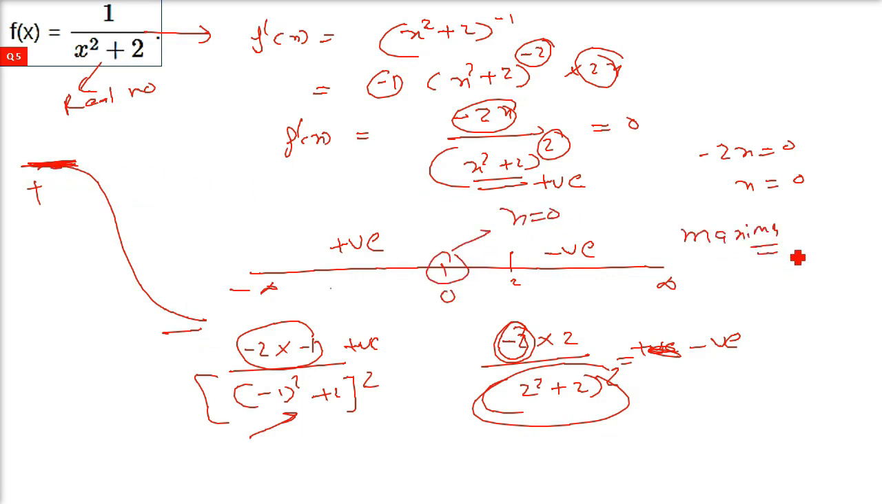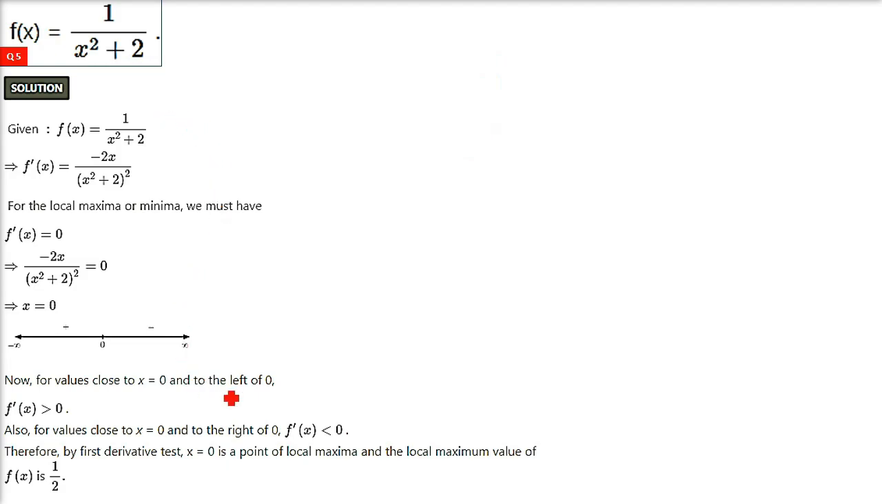I hope you got the idea. Going from plus to minus is maxima. Now place this x equals to 0 in this original equation in order to get the y. So what is the value of the function at the local maxima point? Put x equals to 0, you get half. So the value at local maxima, or maximum, is half.